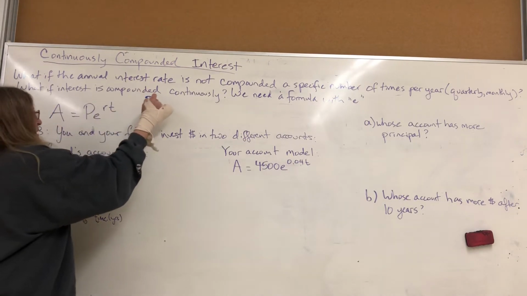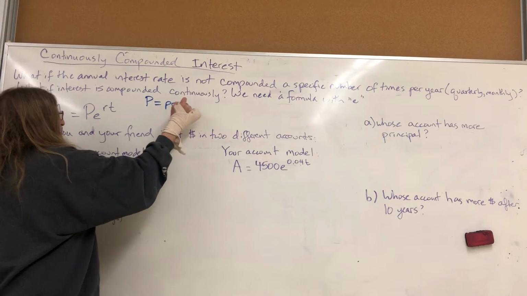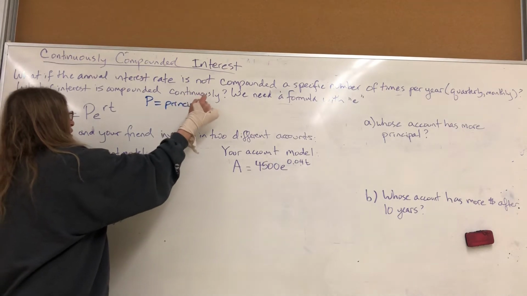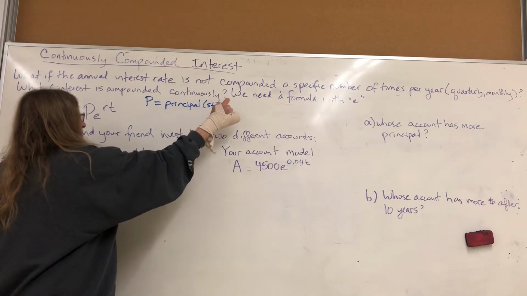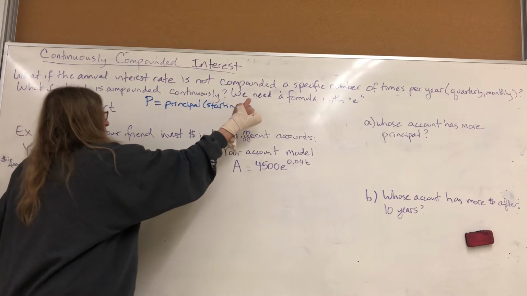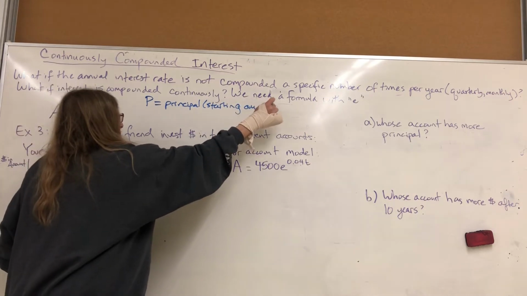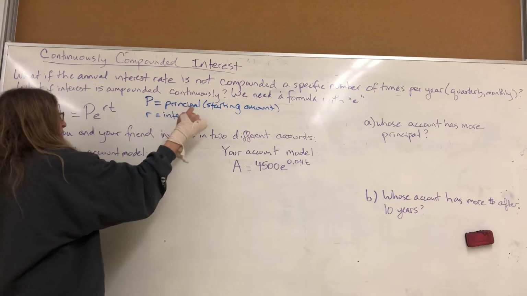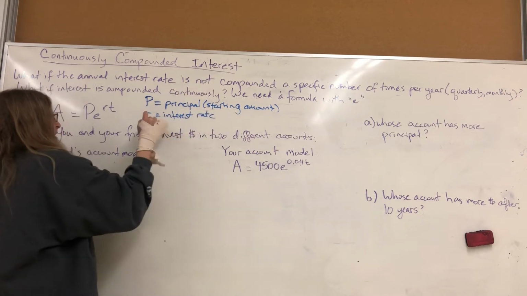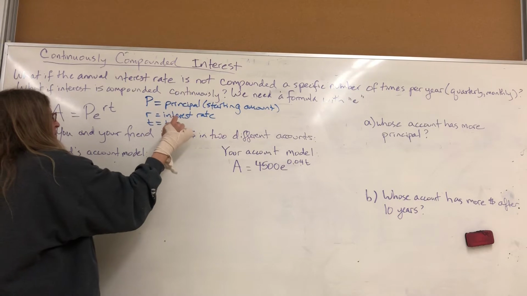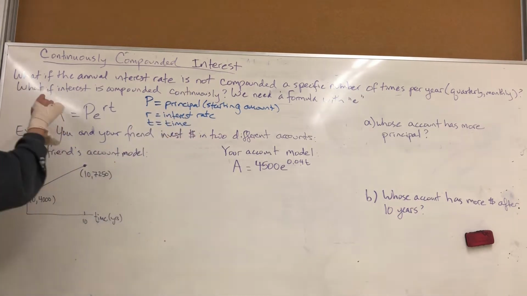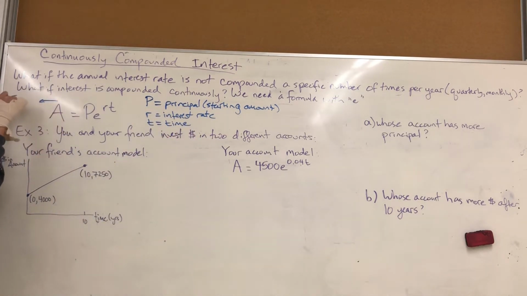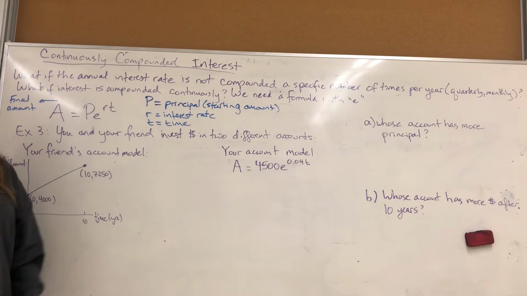So P is still principal, which is the starting amount. R is still the interest rate. And T is still time. Right? And A is our final amount. Whatever we're going to have in our account after that amount of time and at that rate.